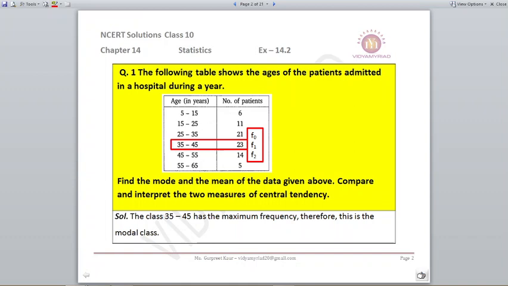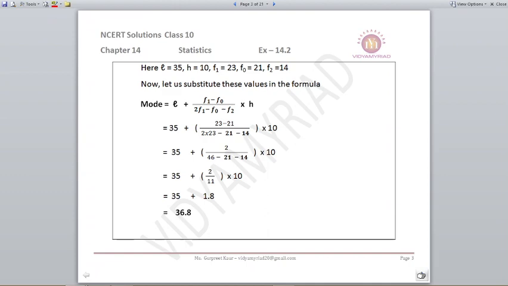Now according to the formula of the mode, I need F0, F1 and F2. The current 23 will be taken as F1, one previous frequency will be taken as F0 and one after frequency will be taken as F2. So that means F0 is 21, F1 is 23 and F2 is 14. Using this information, we will put this into the formula of the mode, which means L plus F1 minus F0 upon 2F1 minus F0 minus F2 into H.